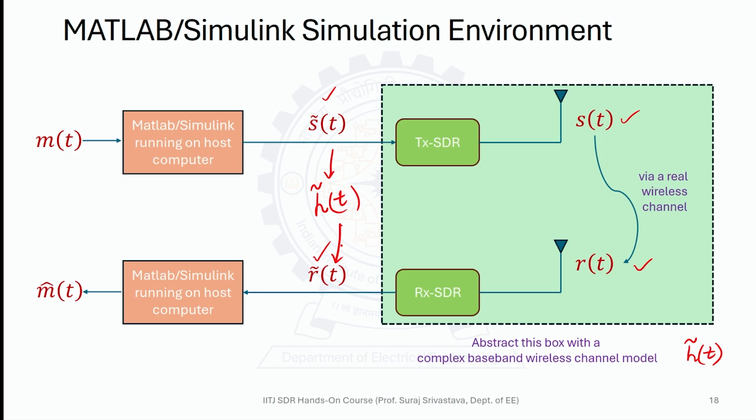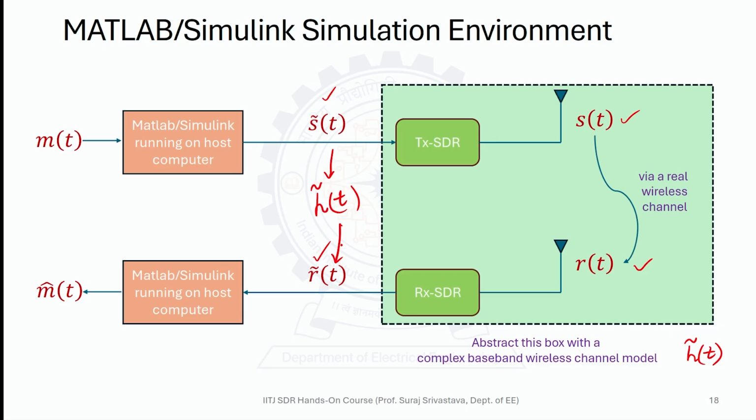And a typical model is complex Gaussian, where the real part and imaginary part are modeled using Gaussian channels. So the real part is also Gaussian, the imaginary part is also Gaussian. So the overall channel is complex Gaussian. So this is a very famous model for wireless channel representation.